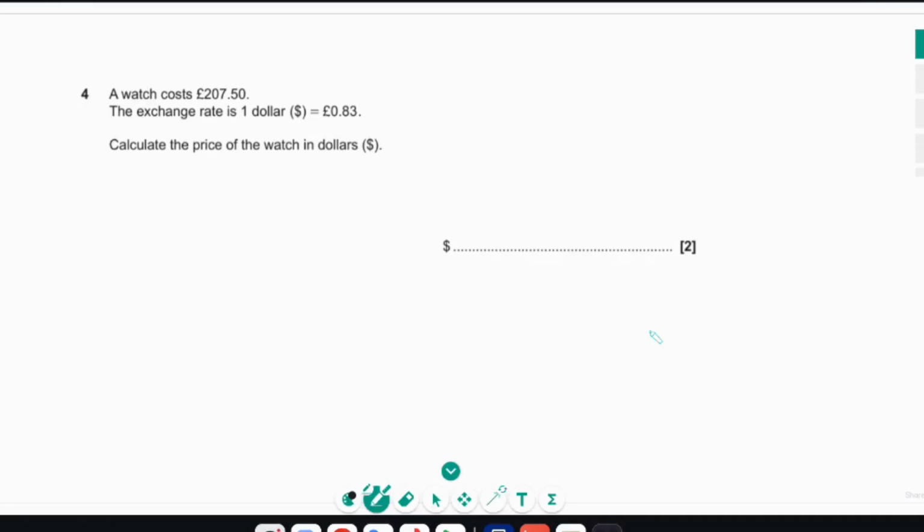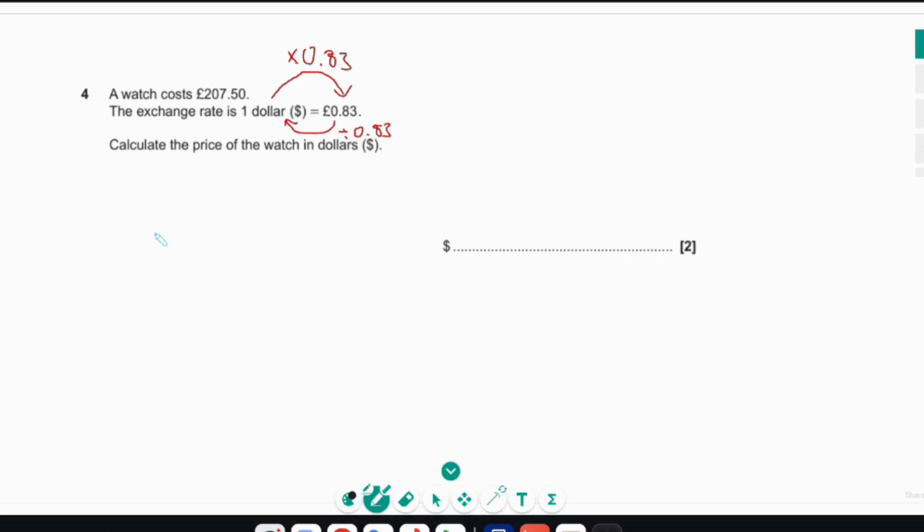A watch costs £270.50. The exchange rate is $1 to 83 pence. Calculate the price of the watch in dollars. So from dollars to pounds, you times by 0.83. So to convert back from pounds to dollars, we divide by 0.83.